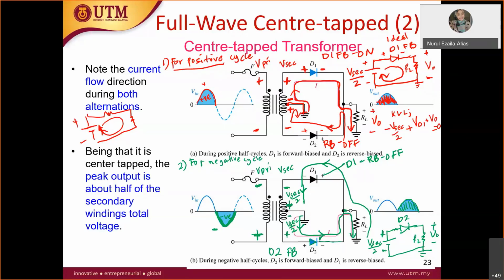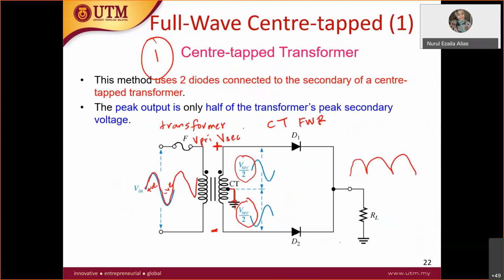For the bottom one, there is no need, I think it will be the same. So the KVL will give you V secondary over 2 plus VD2 plus V out equal to 0. It will be the same KVL. So that's how you find the value for V out. Before I move forward, do you have any question regarding this?